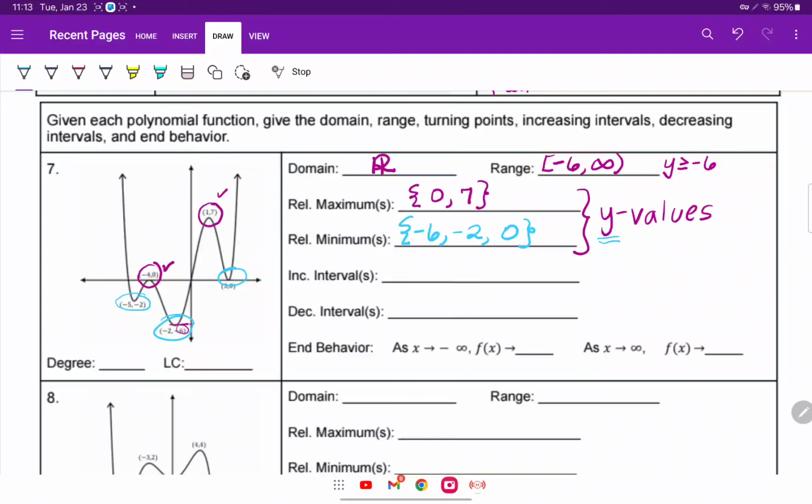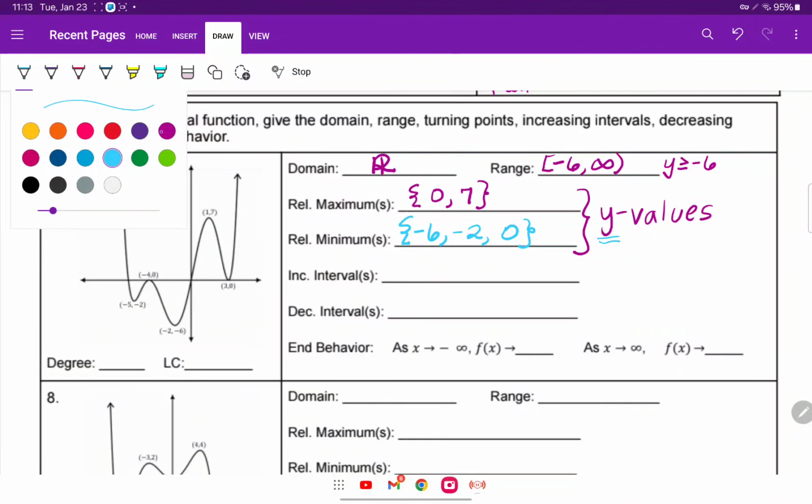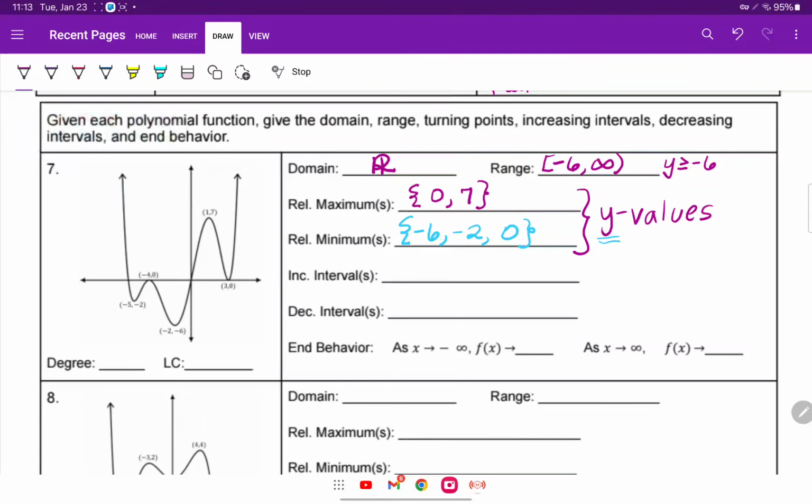All right, so using our turning points, now we look to see where this graph is increasing and where this graph is decreasing. Keep in mind that when we do intervals of increase or decrease, we're looking at the x values. So as we look at our turning points, and I'm going to label them here, those minimums and those maximums, where is my graph increasing? That is where my graph would be moving up from left to right. So we've got an increase here, we have an increase here, and then we have an increase here.